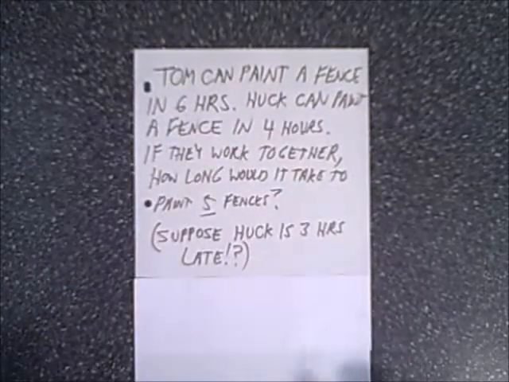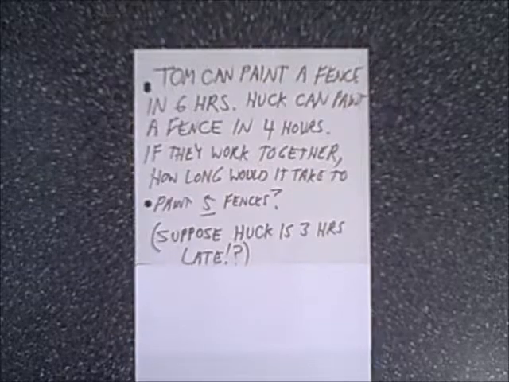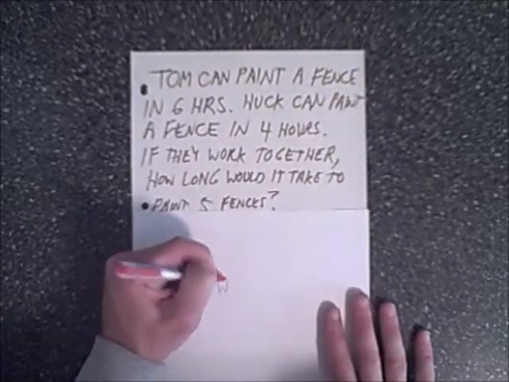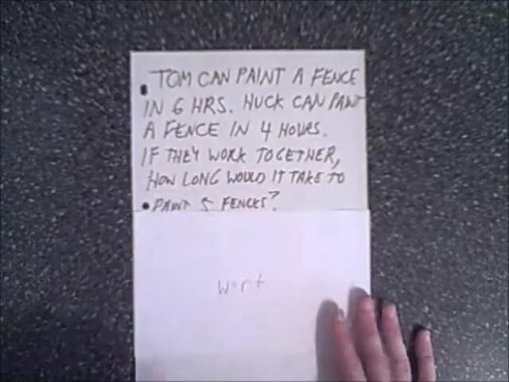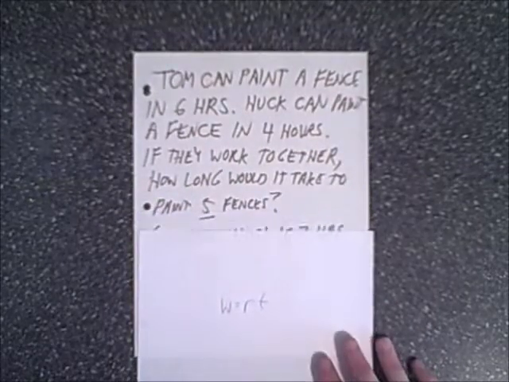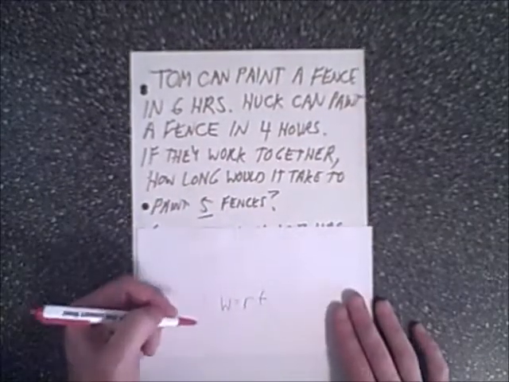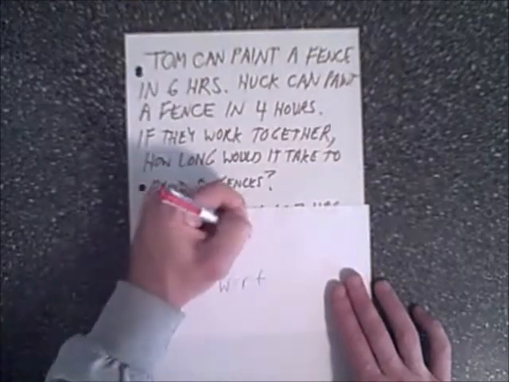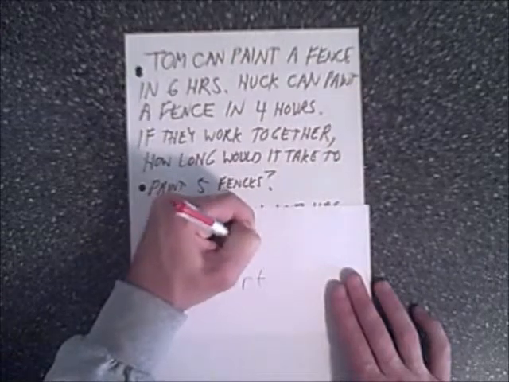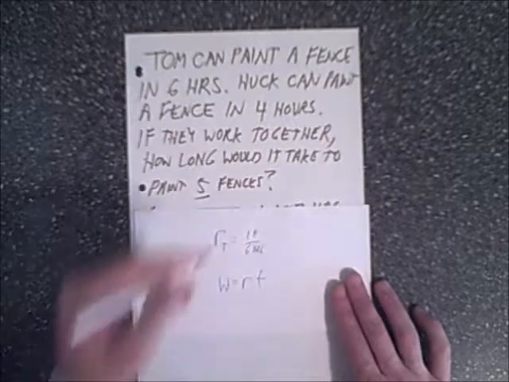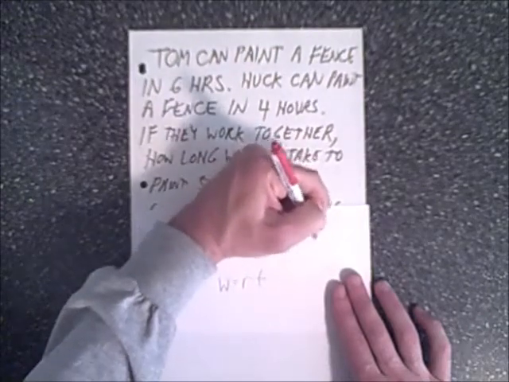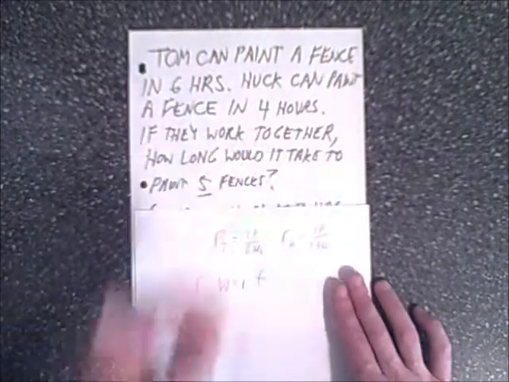Okay, how do we construct this equation? So again, we always go back. This is a work problem. So work equals the rate times the time. And as you remember from the other parts of the video, Tom's rate is equal to 1 fence per 6 hours. And then Huck's rate is 1 fence per 4 hours.